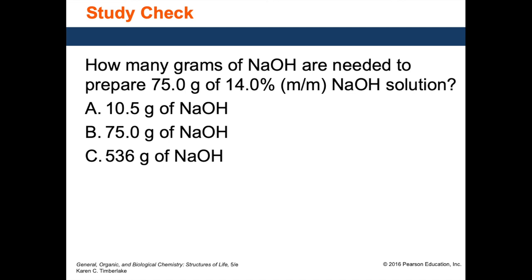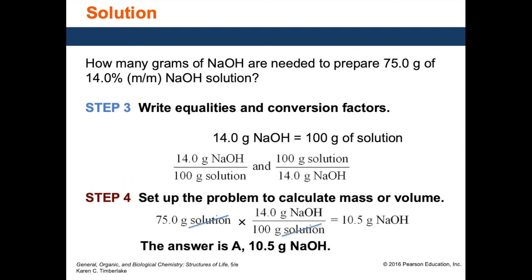So which of those 2 conversion factors are we going to use if we want to get rid of 75 grams of solution? That's where we're starting, right? So we want the grams of solution to be on the denominator of our conversion factor. Okay, so we're going to multiply by 14 grams of sodium hydroxide and divide by 100 grams of solution. That gets grams of solution to cancel out and leave us just with grams of sodium hydroxide, which is what the question wants us to find out.